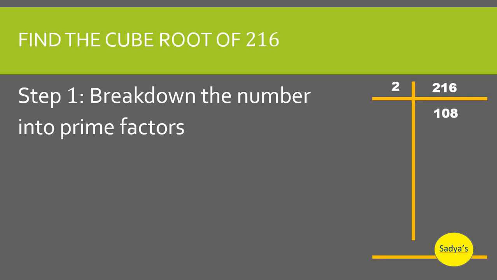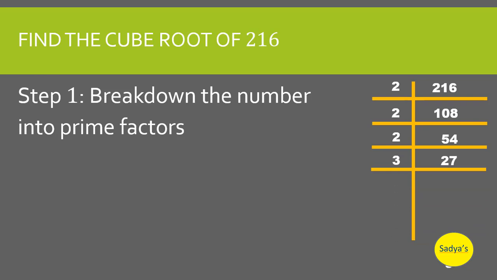Now, 108 divided by 2 is 54. Again, 54 is divisible by 2. So, dividing it by 2, we get 27. 2 is not a factor of 27. So, we move to the next prime number, which is 3. 27 is divisible by 3. 27 divided by 3 is 9. 9 is again divisible by 3. So 9 divided by 3 is 3. And lastly, 3 is divisible by 3 only. So 3 divided by 3 is 1.